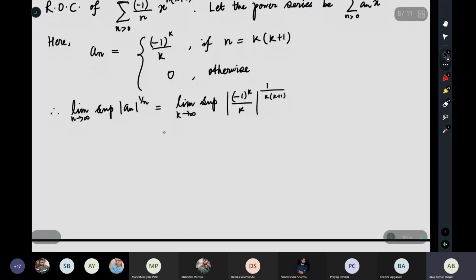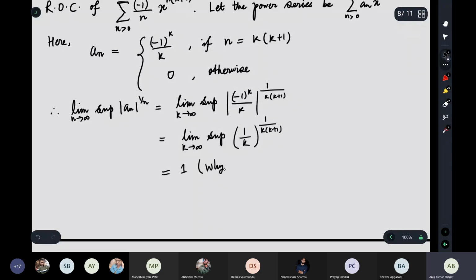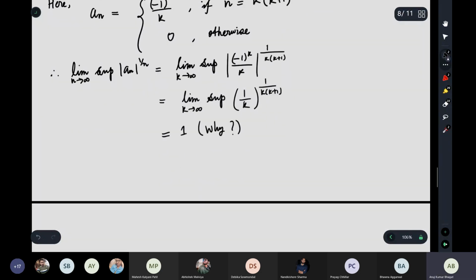Just a bit of simplification. So 1 by k whole to the power 1 by k plus 1. This limit is 1. Why? I'll use the Sandwich theorem to get it easily. We can use the Sandwich theorem, or the squeeze theorem, to get the proof why this is 1.